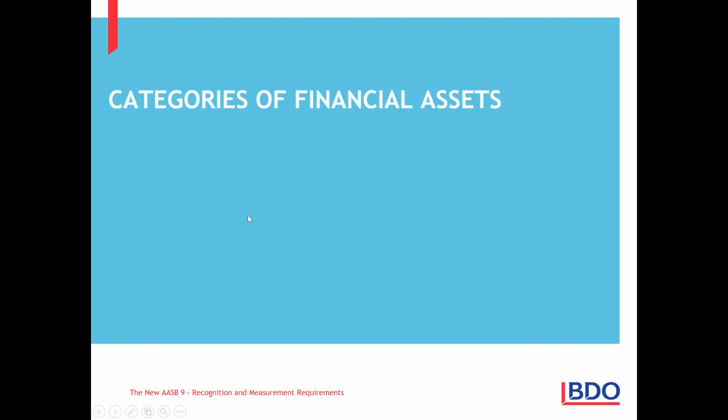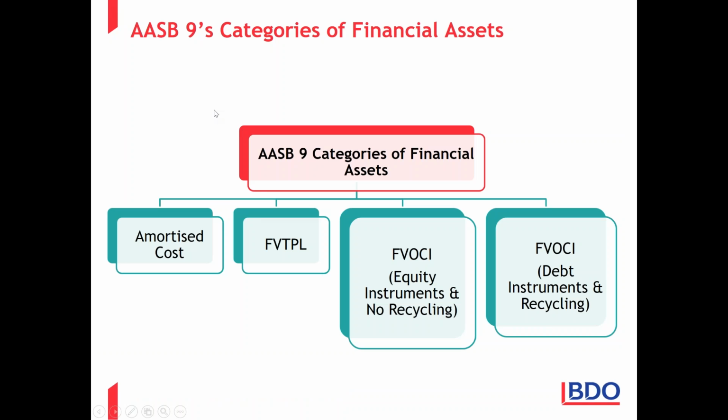Now, going forward, when we look at the categories of financial assets, the new categories of financial assets in AASB 9 are fairly different. So on the one hand side, we've got amortized cost. Then we've got fair value through profit and loss, which is similar to what we currently have. Then we have two new categories. We've got fair value through OCI, which are equity instruments. And if it's fair value through OCI, which is an equity instrument, no recycling would be allowed.